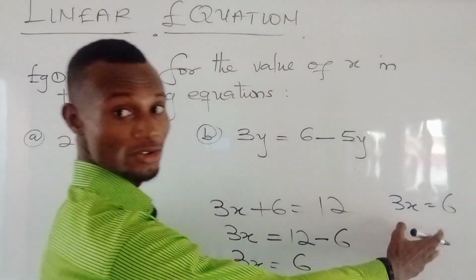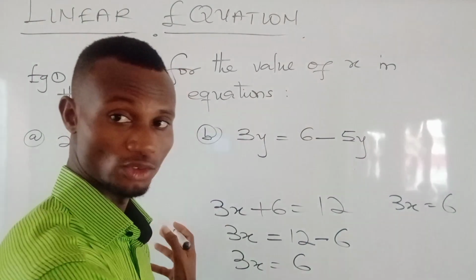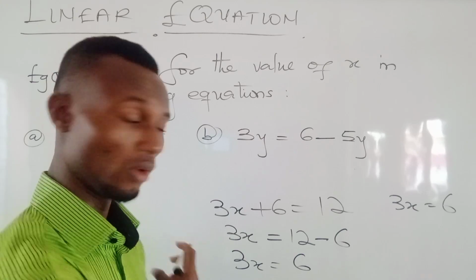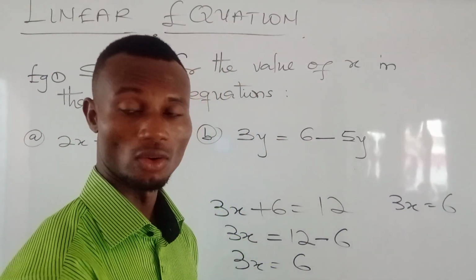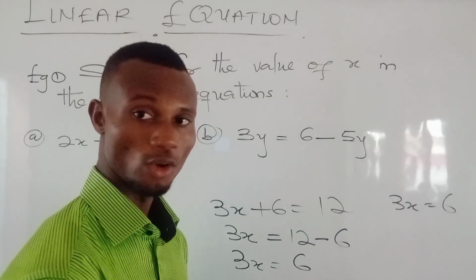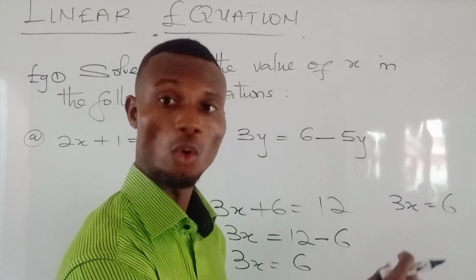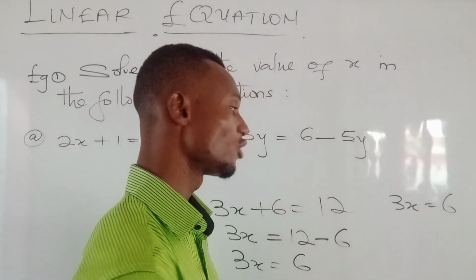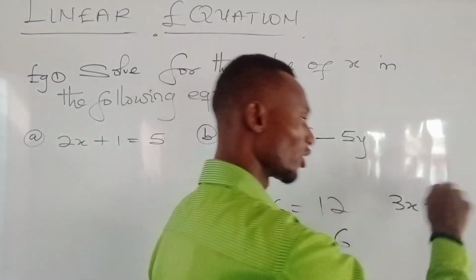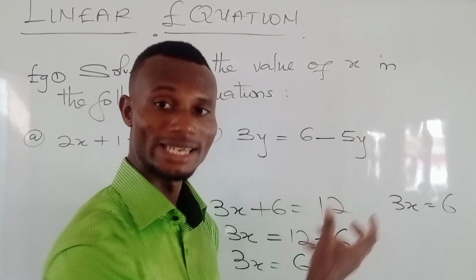So now what do we do to get our s, as we just did in the other example? The 3 and the s are multiplying. So for us to get the value of s, or to make s stand alone, we divide through by the coefficient of s. Because they are multiplying, you cannot say you want to make this 3 cross the equal sign. No, they are multiplying.